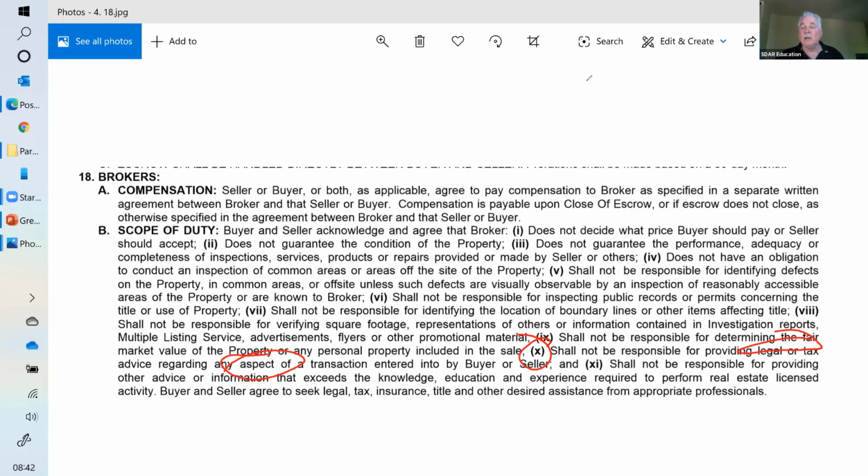If you want your legal malpractice to kick in, and you're not an attorney, you don't have it, okay? Lawyers pay a heck of a lot more money for malpractice than we do as brokers, I can tell you that. All right, so don't give legal advice.